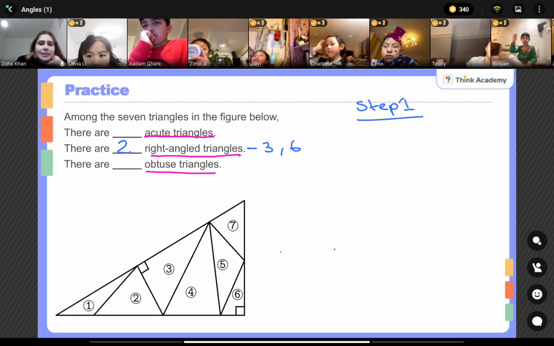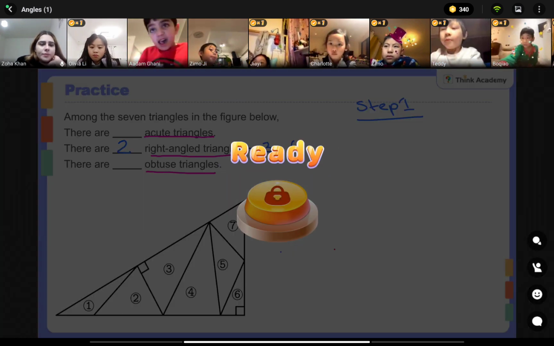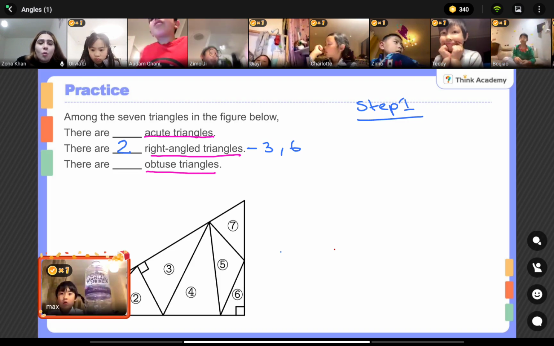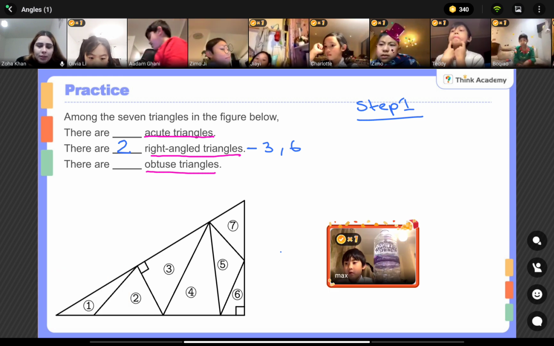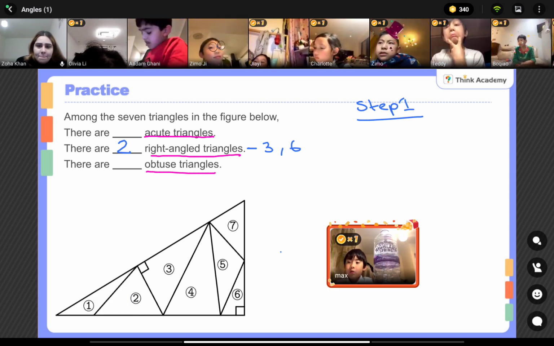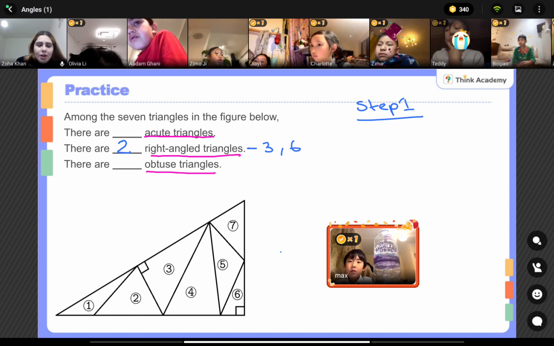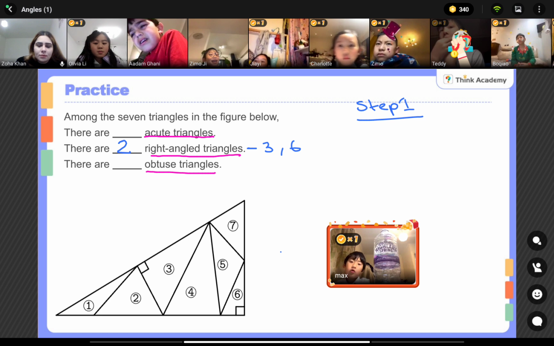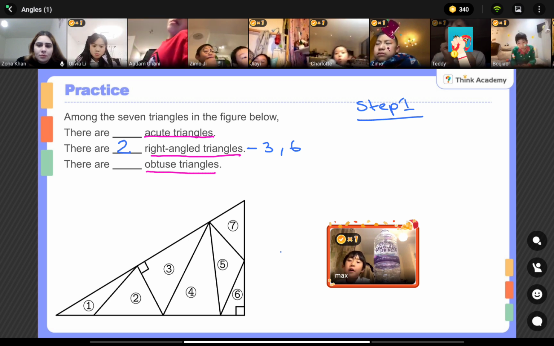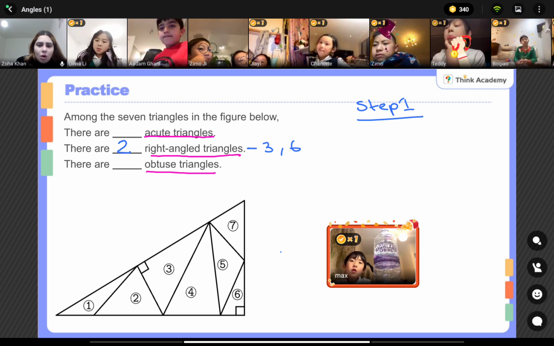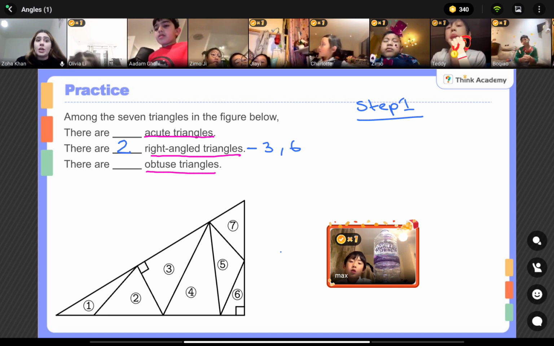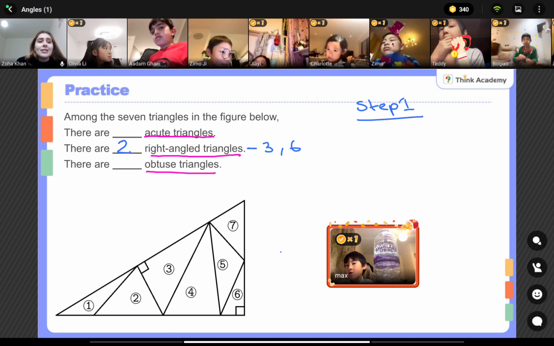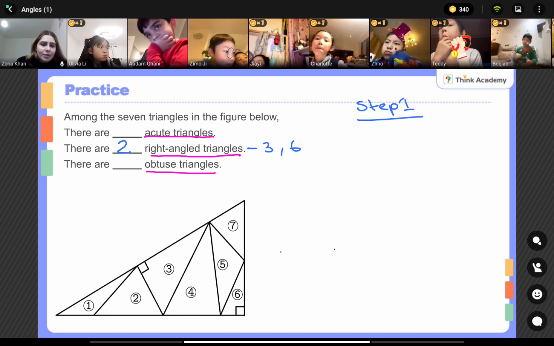I'm going to use speedy hand. Ready, get set, go. Ready? Go. Ready? Max. Okay, so Max, what is one acute triangle that you can see? One of the triangles, the first triangle. Not quite. The first triangle is not acute, okay? Remember, an acute triangle has all of its angles less than 90 degrees, okay?